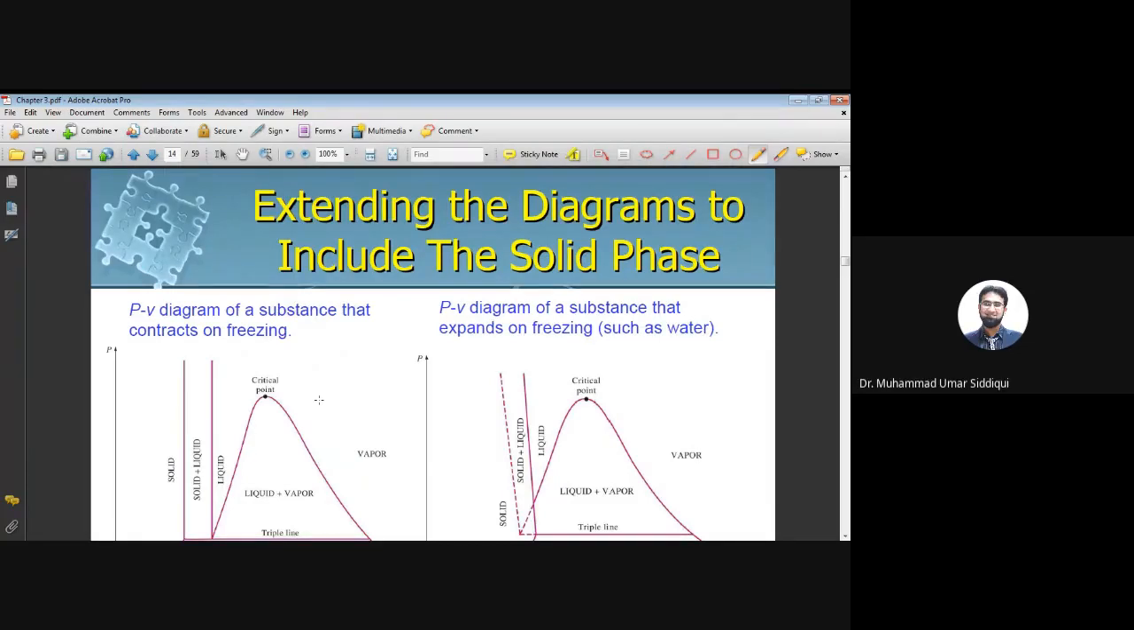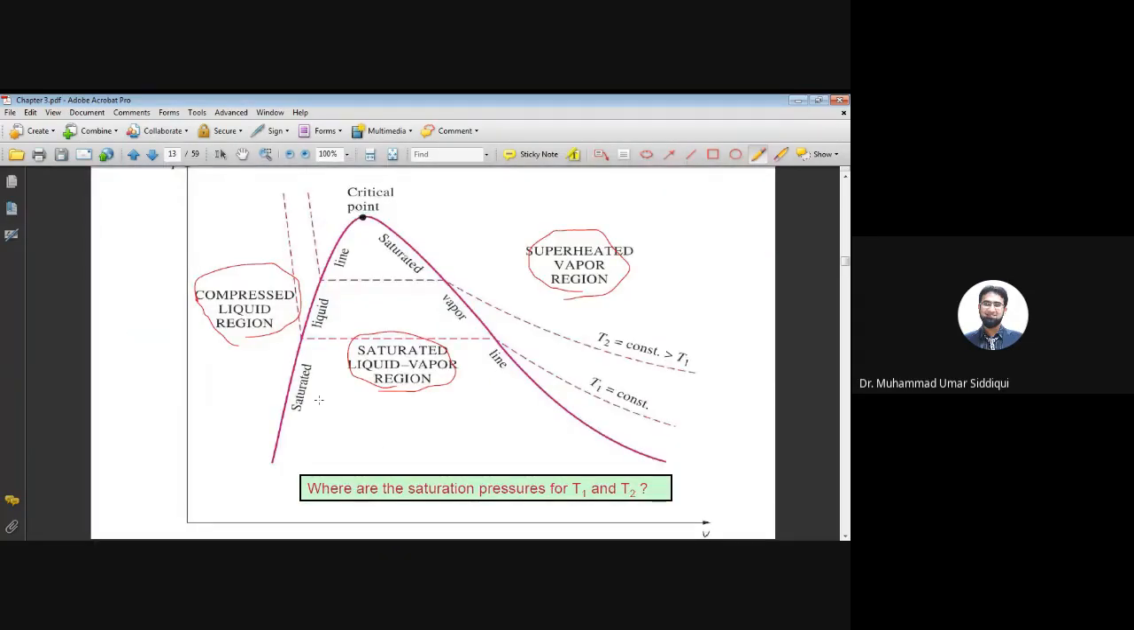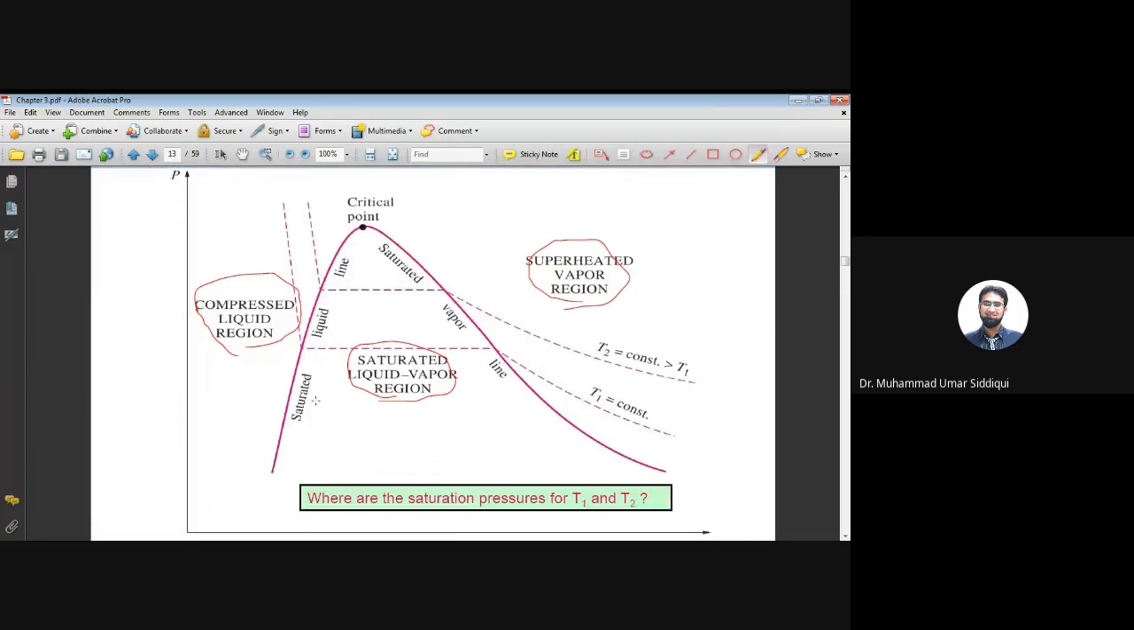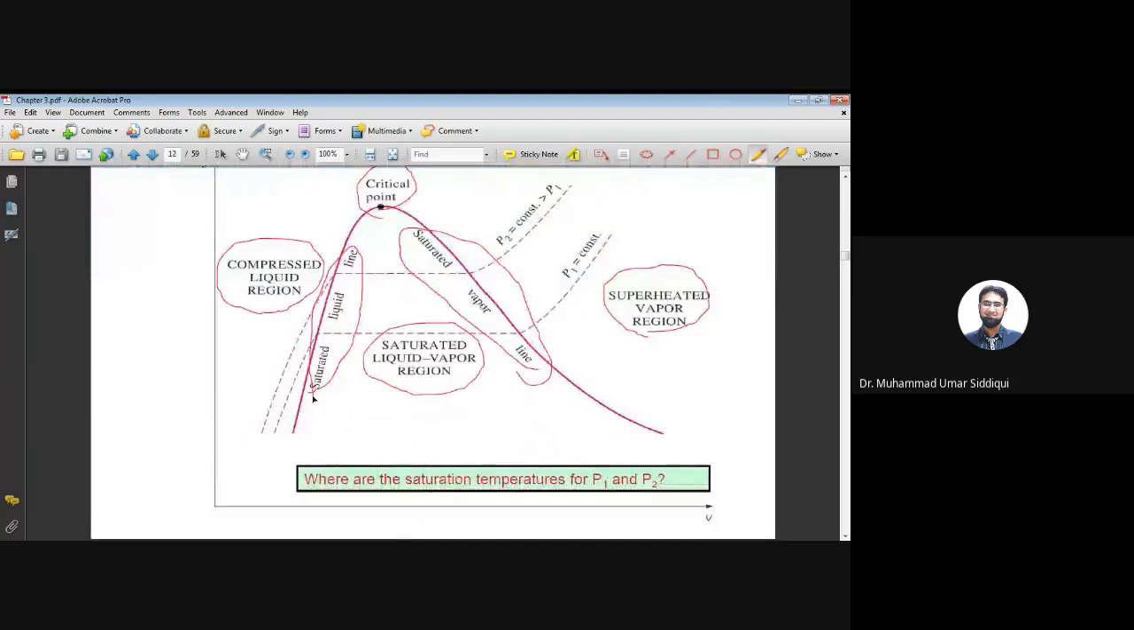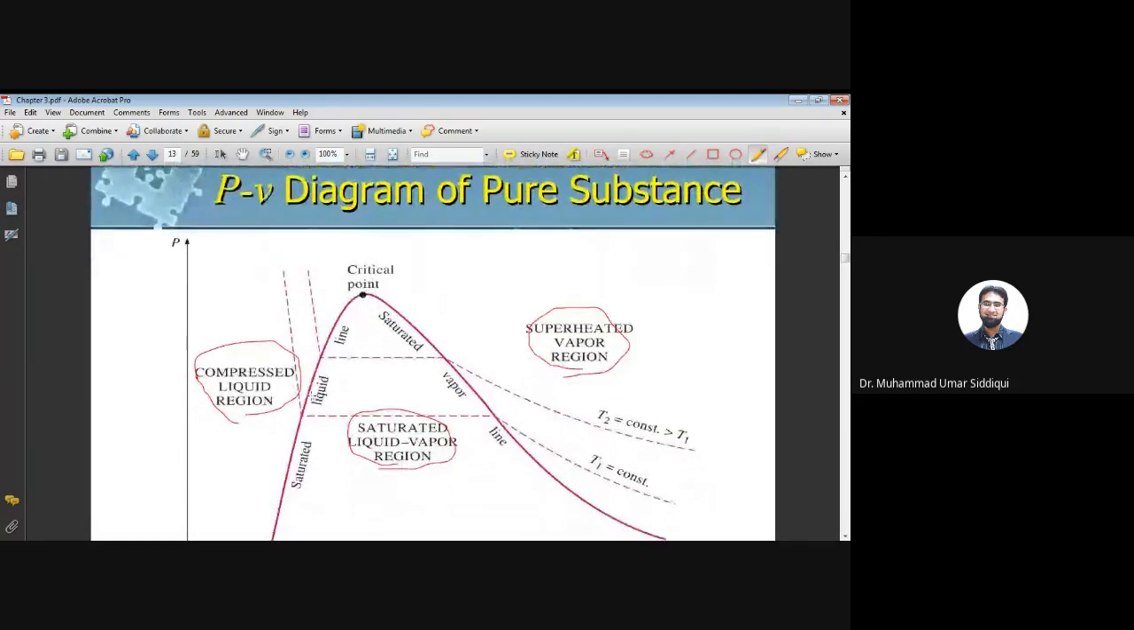So this was a very fundamental diagram. The PV diagram is a very fundamental diagram. Similarly, the TV diagram is a very fundamental diagram. These diagrams are very important to understand the thermodynamic tables.